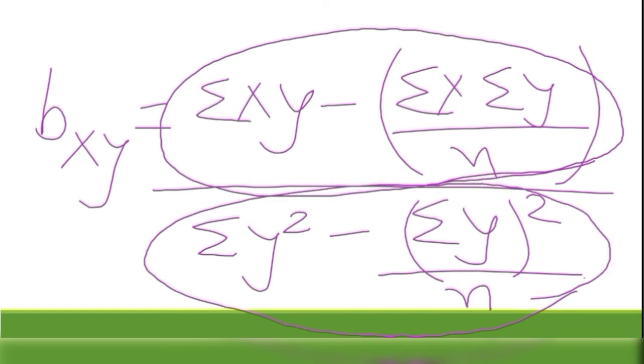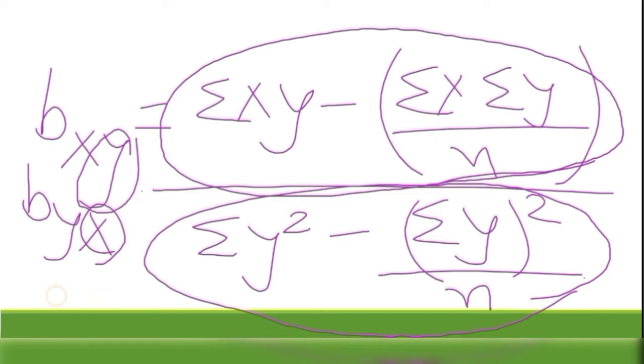So whenever it is bxy, that is y is outside, then in the denominator it will be sigma y square minus sigma y whole square upon n. And whenever it is byx, x is outside, then in the denominator it will be sigma x square minus sigma x whole square upon n. This is just a trick to remember these formulas.